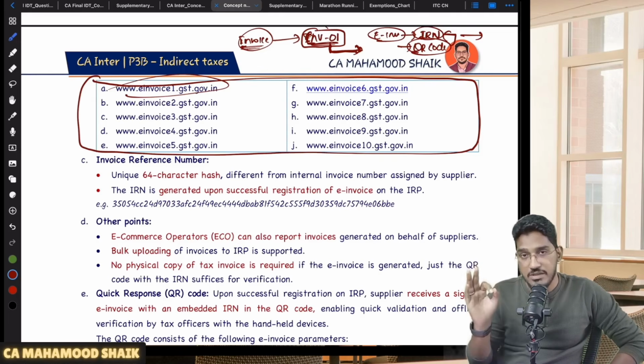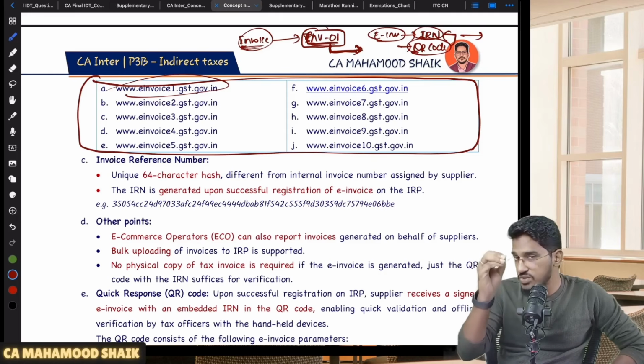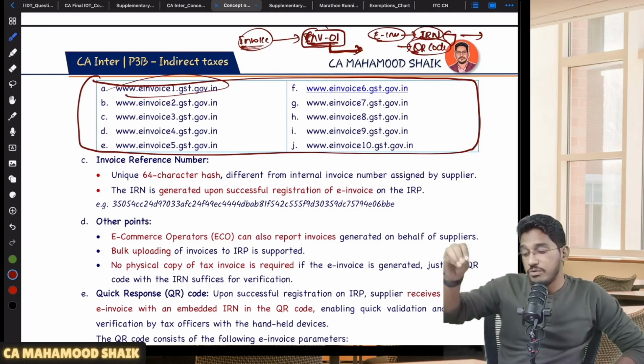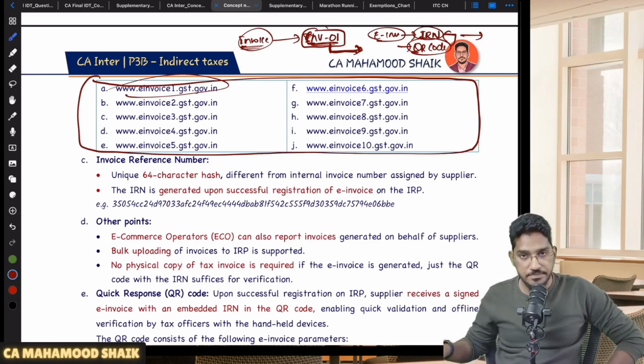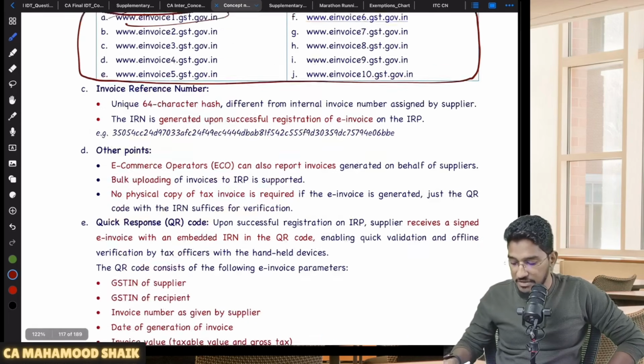So if you are a person whose aggregate turnover has exceeded 5 crore rupees, just generating the invoice from your software alone will not be enough. You have to generate this e-invoice with IRN with embedded QR code. Able to understand? Clear and comfortable, everybody?